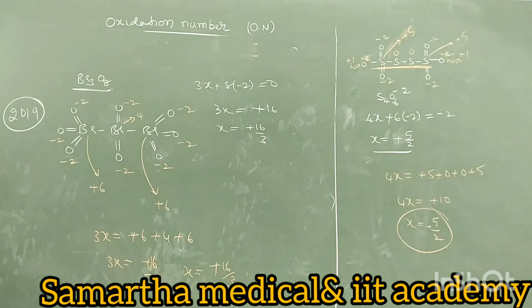It means in a given molecule, all elements may not have the same oxidation state. Even similar atoms may not have the same oxidation state. We should take the average.